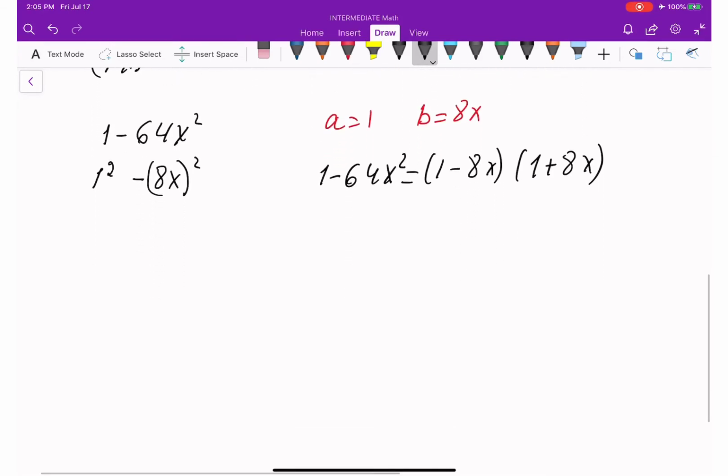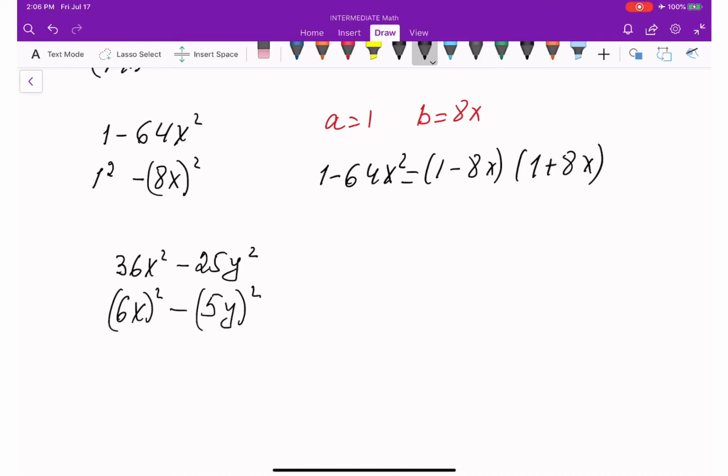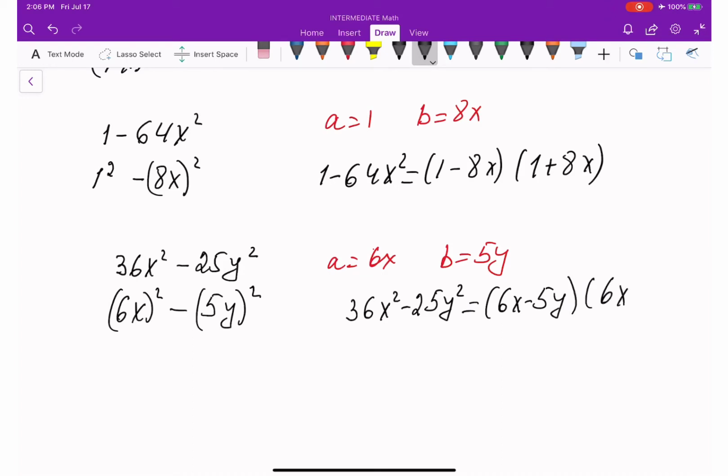Okay. One more. 36x squared minus 25y squared. Okay. So 36x squared I can represent as 6x squared, right? And 25y squared is 5y squared. Okay. So 6x is my a, and b is my 5y. Therefore 36x squared minus 25y squared is equal to (6x minus 5y)(6x plus 5y).